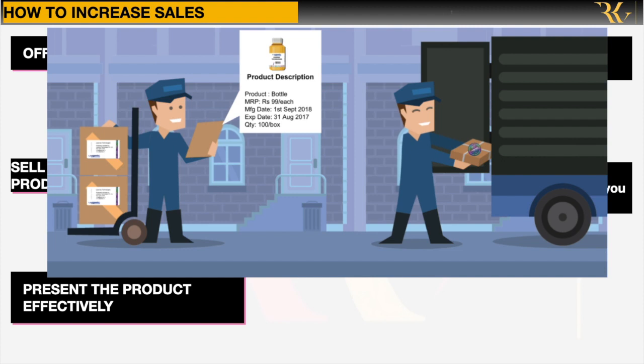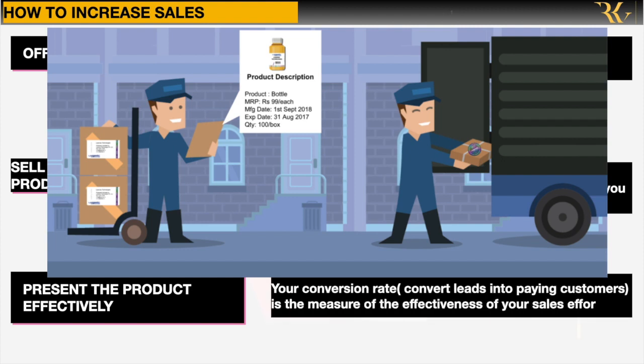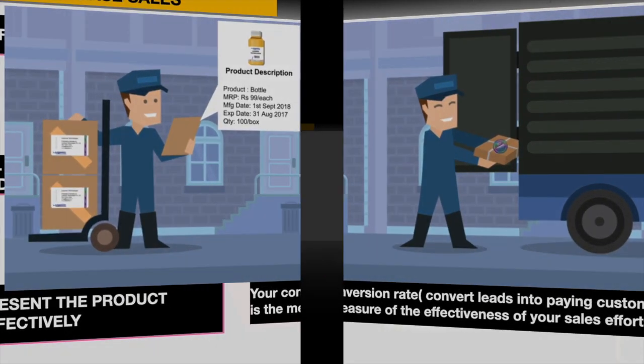Increase sales by presenting the product effectively. Presenting your product effectively will help you increase sales by increasing conversion rates, the rate at which you convert leads into paying customers. Your conversion rate is the measure of the effectiveness of your sales efforts. In order to help drive conversion rates, you need to work on developing your pitch in a clear, effective way. Here's how to do that.